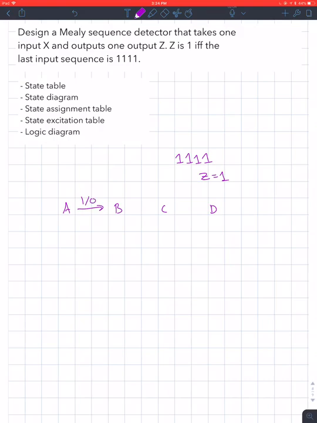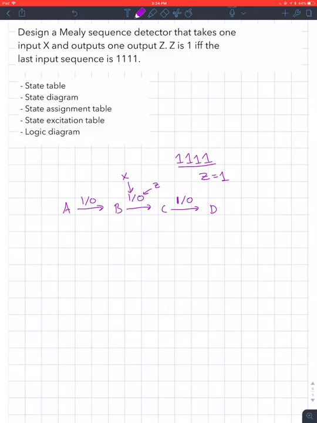So when A is 1, it's going to go to B, right? Because you're going to go to your next state in the sequence, but your output is still 0 because we need 4 ones for our output to be 1. So now B goes to C when the input is 1, but the output is still 0. And then C goes to D when the input is 1, but the output still remains 0 because we still need 4 ones to make our Z be 1. So this here is our Z, and that's our X. That's how you can think about these.